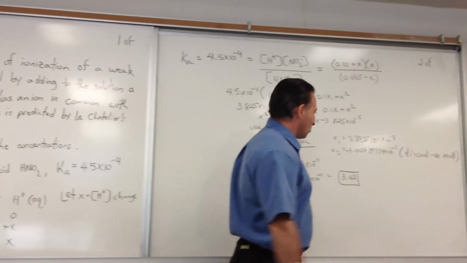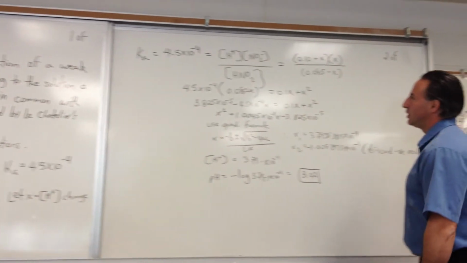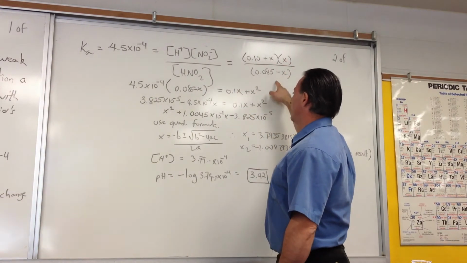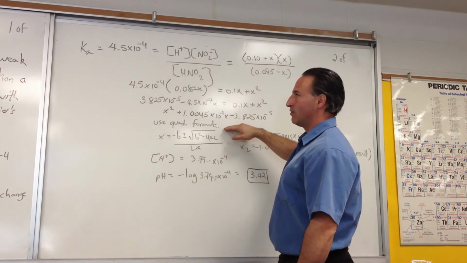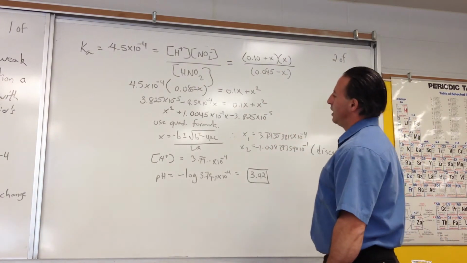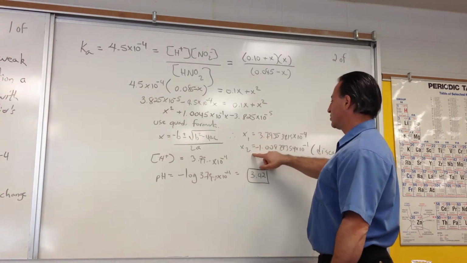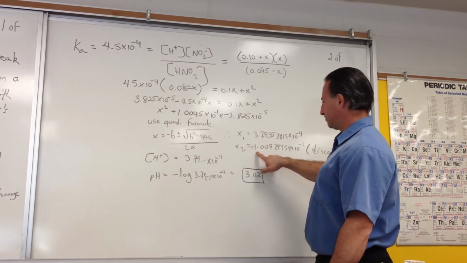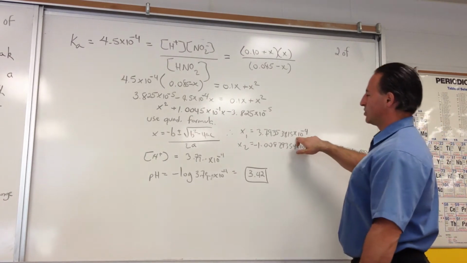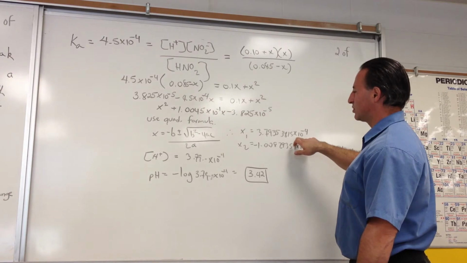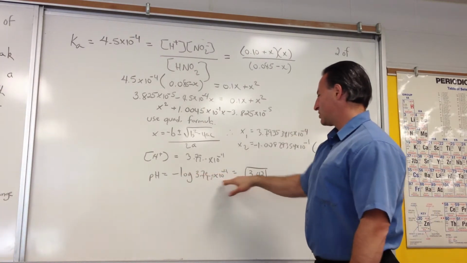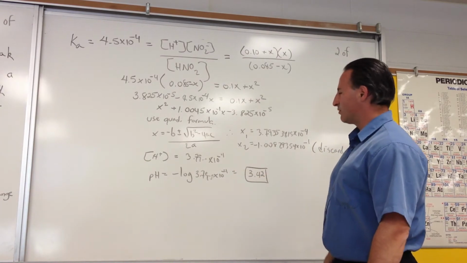We set up the equation so that the Ka value equals products over reactants. We enter all our quantities, and we're going to use the quadratic formula to solve this one. Iteration would not be a good idea on this occasion. And we get two values, x1 and x2. One of them is negative, so we discard it. And we're left with the correct answer, which is the concentration of protons at equilibrium. Take the negative log of the H plus concentration, we get a pH of 3.42.